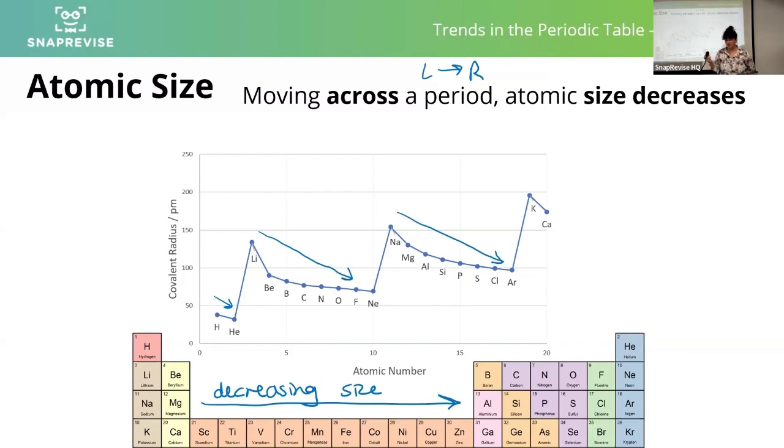This is something that confuses lots of students. It's because as we go across, from one element to the next element, as well as adding an electron, we're also adding a proton. And the effect of adding a proton, because protons are positive and the electron is negative, is that it pulls in the other electrons a little bit tighter. So moving across the period, atomic size decreases.